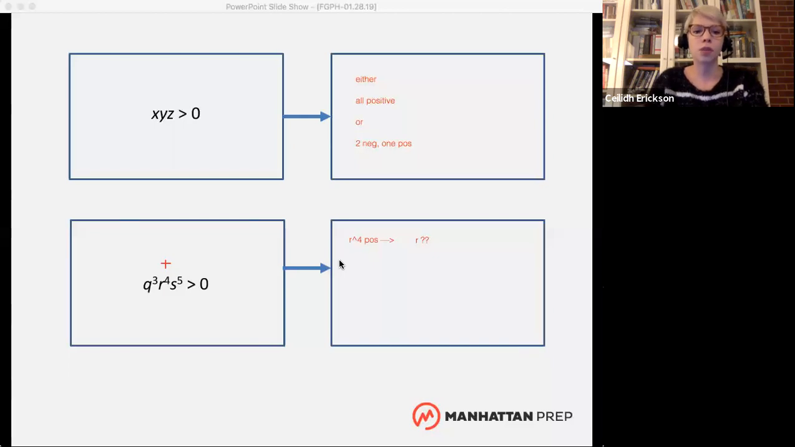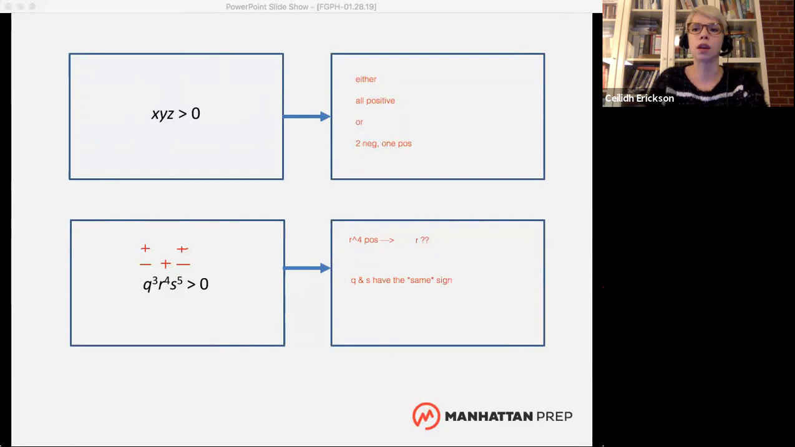So then what has to be true about q and s? They could both be negative, or they could both be positive, and we get a positive product either way. And since odd powers take the sign of their base, if q cubed and s to the fifth are either both positive or both negative, then q and s have to be the same as well. So we would say q and s have the same sign. All right, you guys did great with these. Let's try a few more.